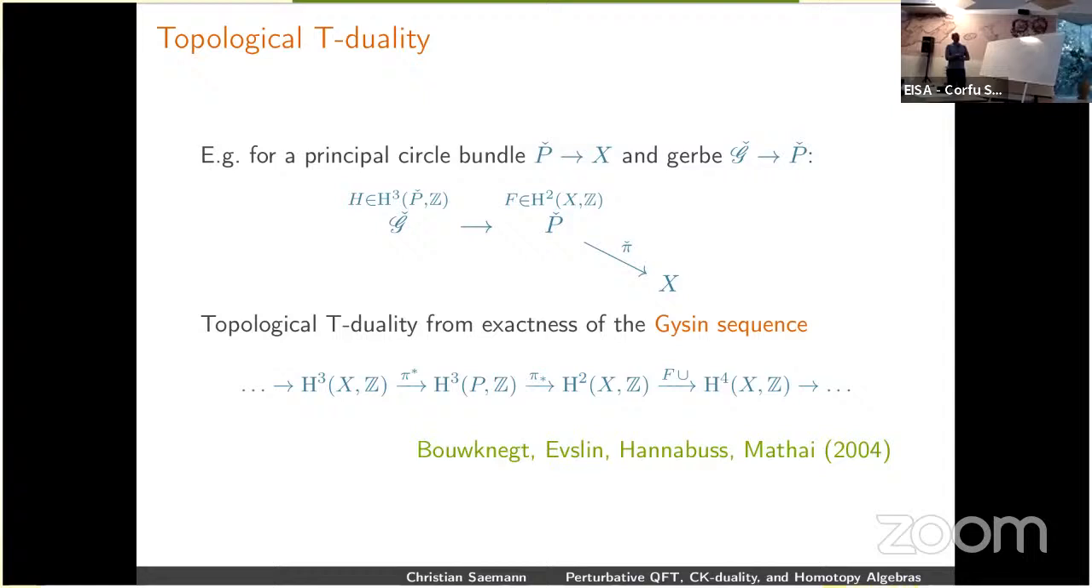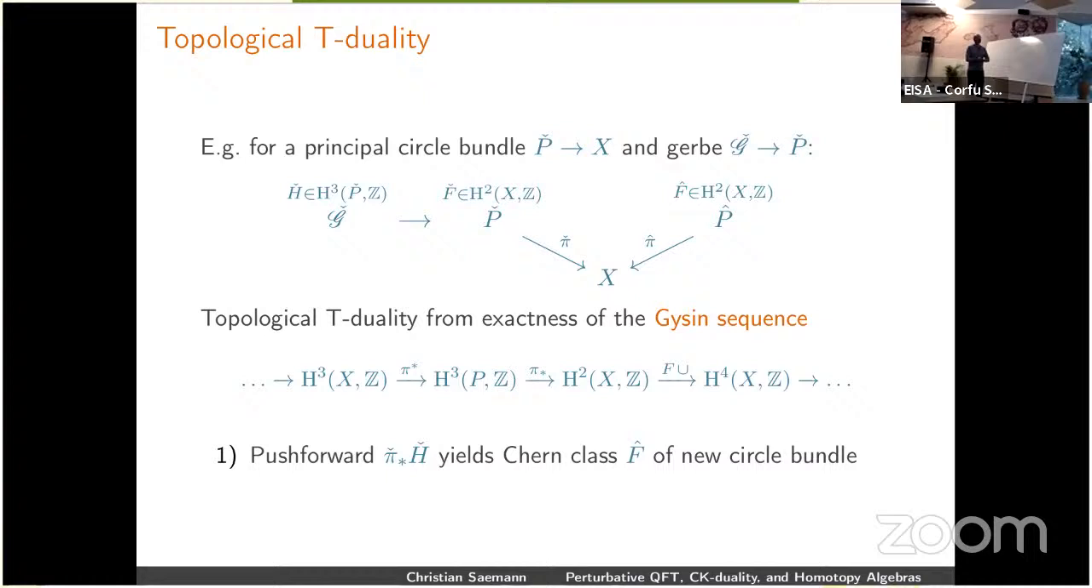Okay, so now let's apply this to construct the topological T-dual for our original construct, right? This is our original data that we had here. And in particular, we had this three-form, H3 in H3(P,Z). And then we see the Gysin sequence has this one living here. And what we can do is push this forward down to the base space. And this is literally fiber integration, right? If you think about this three-form, you can think of it, up to torsion terms, as a three-form that lives on the total space of this principal bundle. And of course, I can integrate this along the circle fiber of this principal bundle.